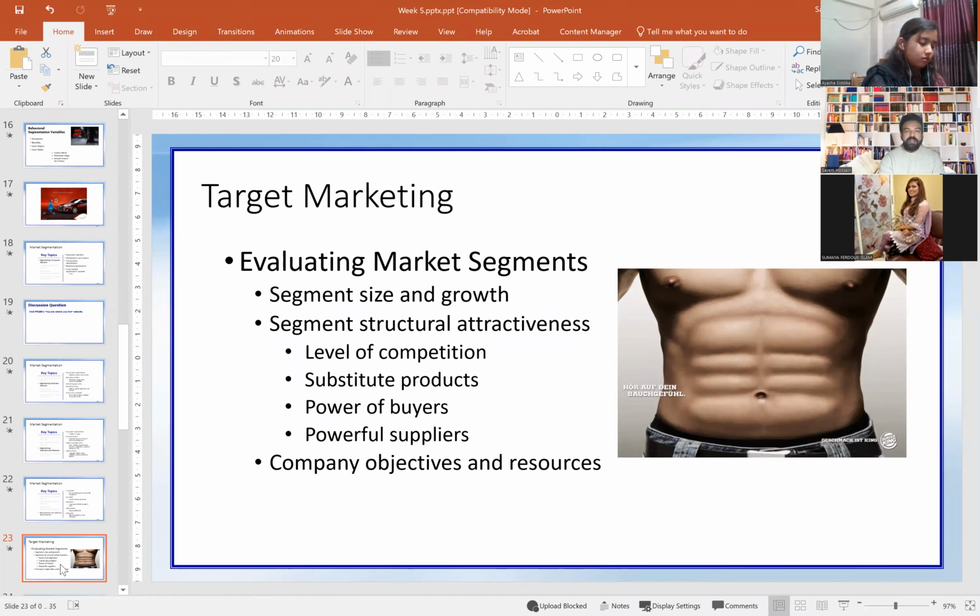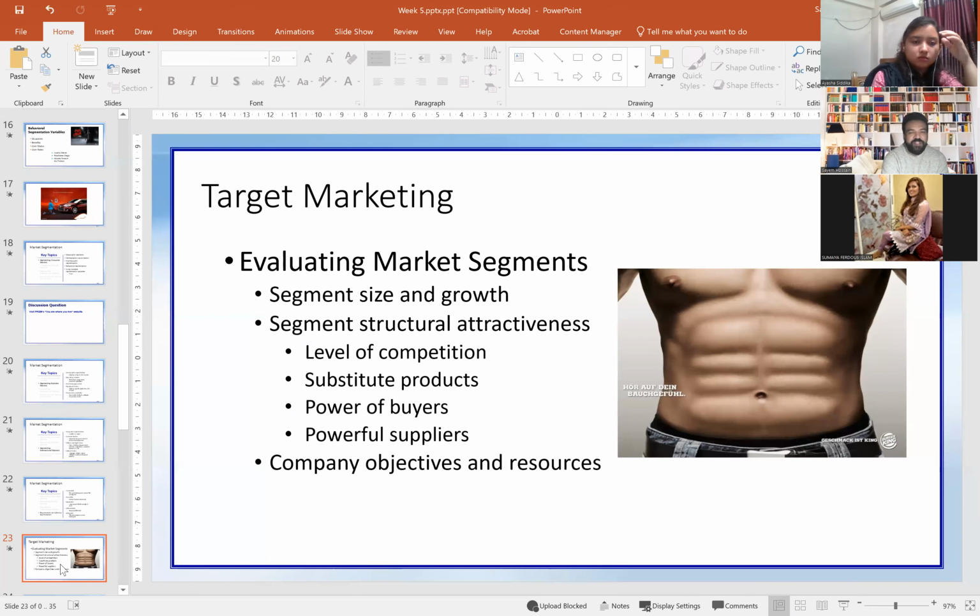Evaluating market segments, segment size and growth. Once you know your segmentation, then you have to target the market. That means target is where you have to throw your arrow, or whatever you're going to throw at. So you have the specific target.